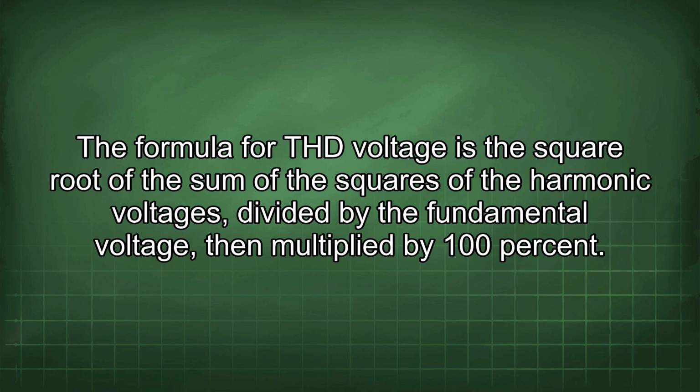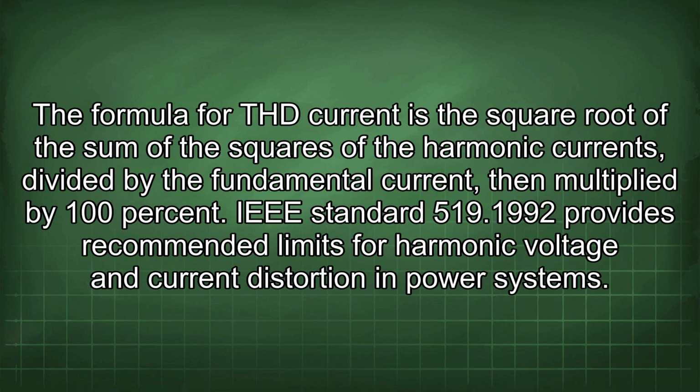The formula for THD voltage is the square root of the sum of the squares of the harmonic voltages, divided by the fundamental voltage, then multiplied by 100%. The formula for THD current is the square root of the sum of the squares of the harmonic currents, divided by the fundamental current, then multiplied by 100%.